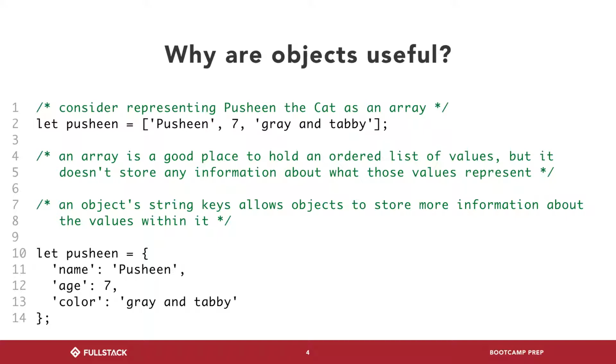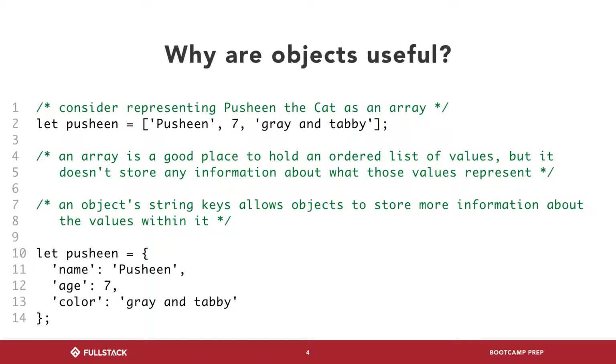So if the array for the animal is King Kong, comma, gorilla, comma, 42, there's nothing that tells me exactly what King Kong is. I kind of assume it's a name. There's nothing that tells me what gorilla is. I assume it's a type of animal. And there's nothing that tells me what 42 is. I assume it's going to be the age of the animal.